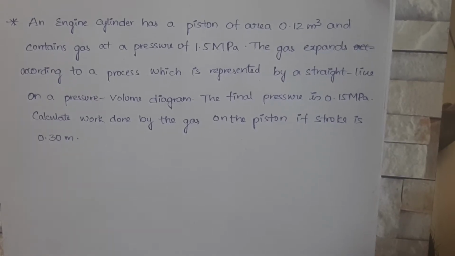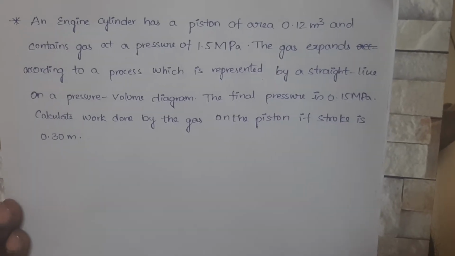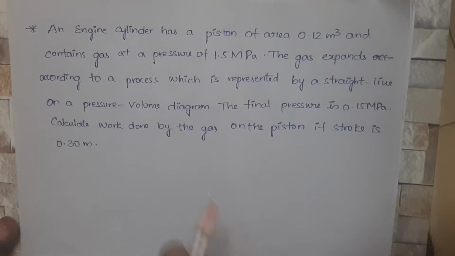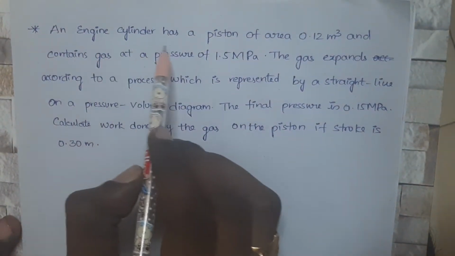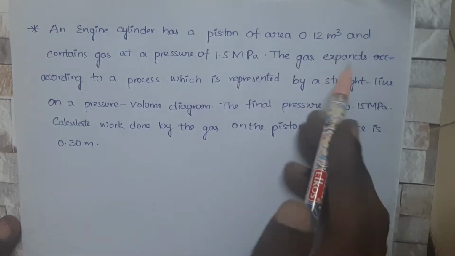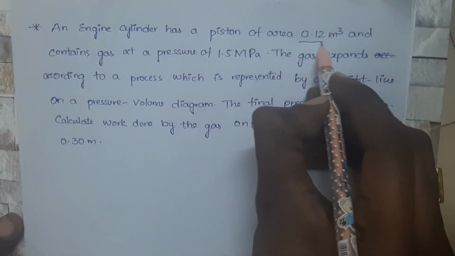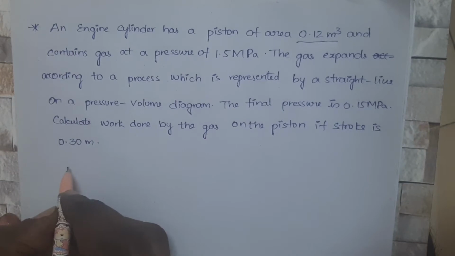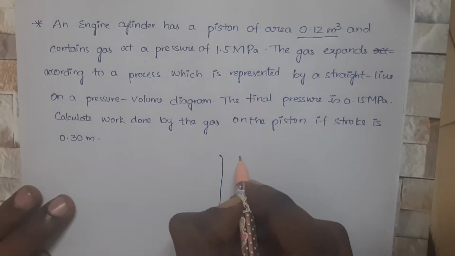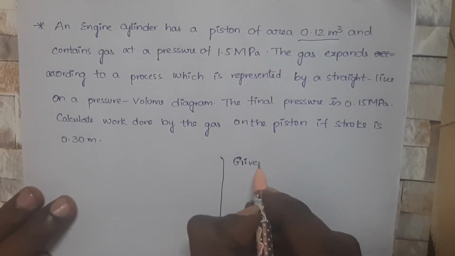So how to do this problem? First, let's understand the question clearly. An engine cylinder has a piston of area 0.12 meter cube. Here, one area is given. So first, initially, we will write the given data.